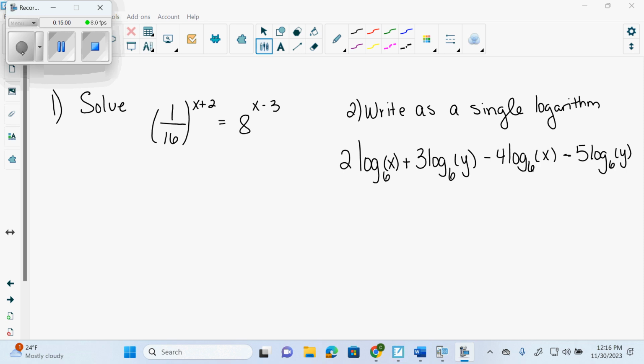So when it's 1 over 16, what can I write it as to make it not be 1 over 16, and make it be 16? What's it going to be? 16 to the what? How do I change it from 1 over 16 to 16? 16 to the power of what?